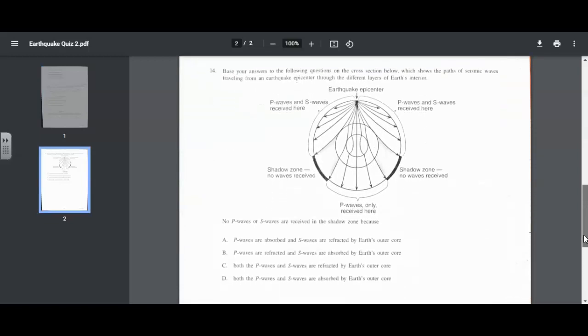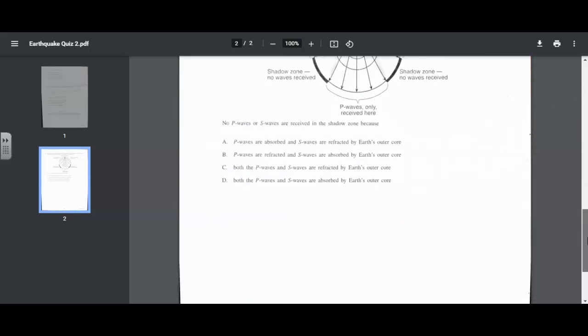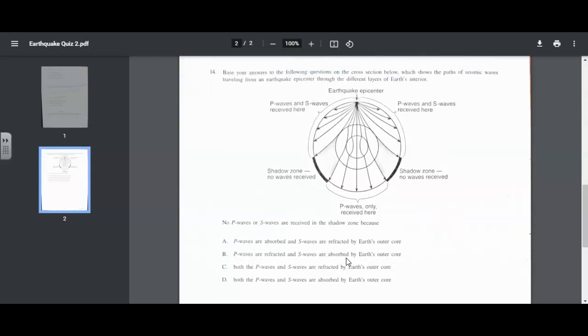Number 14, so you're going to base your answers on this. So it's essentially just saying no P waves or S waves are received in the shadow zone because of what? Because A, P waves are absorbed and S waves are refracted by the Earth's outer core. B, P waves are refracted and S waves are absorbed. C, both the P waves and the S waves are refracted, pushed away from the Earth's outer core. Or D, both the P waves and S waves are absorbed by Earth's outer core. Why aren't there any in the shadow zone?